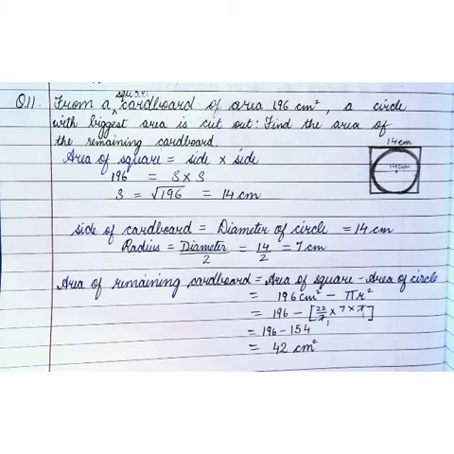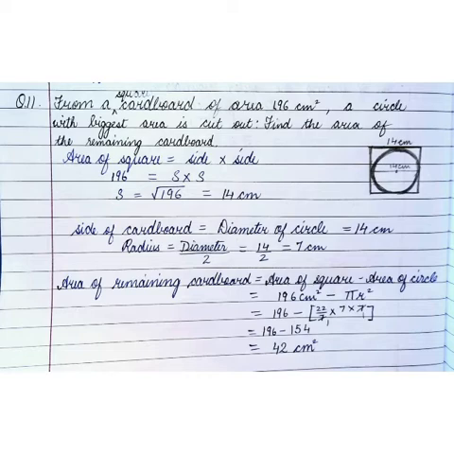From a square cardboard of area 196 centimeter square, a circle with the biggest area is cut out. Find the area of the remaining cardboard. Now, as you can see in the diagram, there is a cardboard which is of the square shape. Now, first let's find its side.